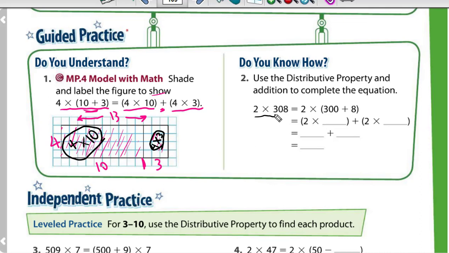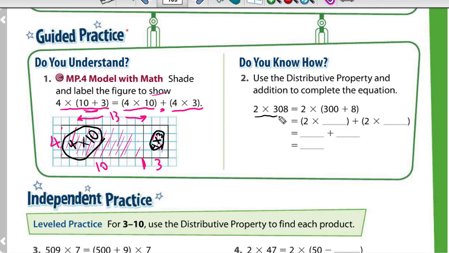Laith? Yes. Okay. Laith, I want you to help me in question number 2. Use distributive property and addition to complete the equation.